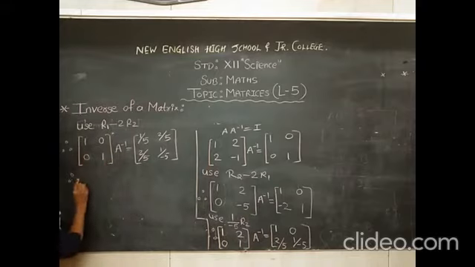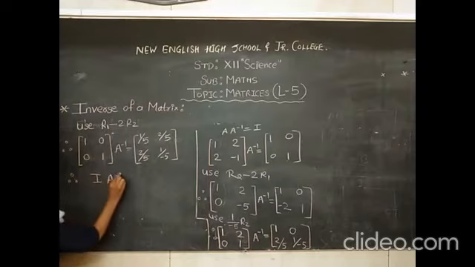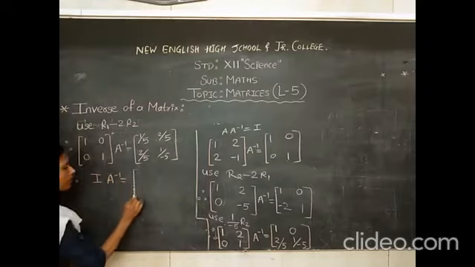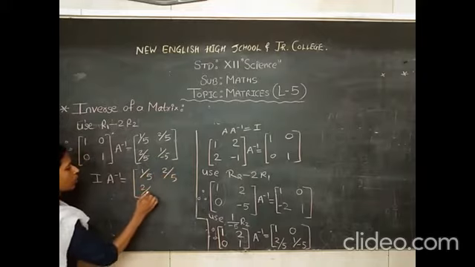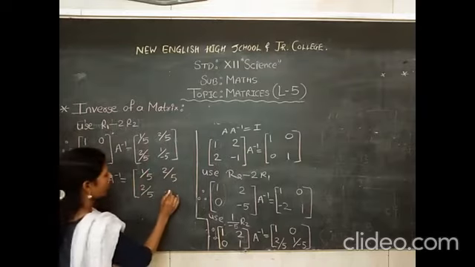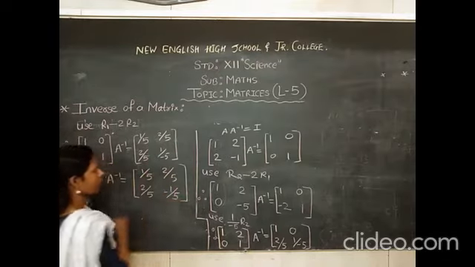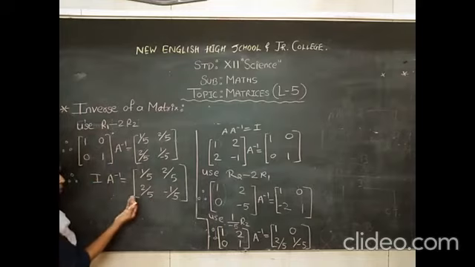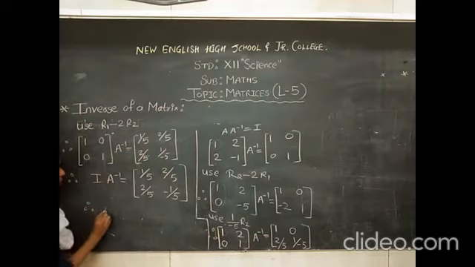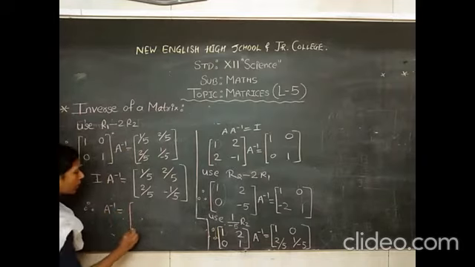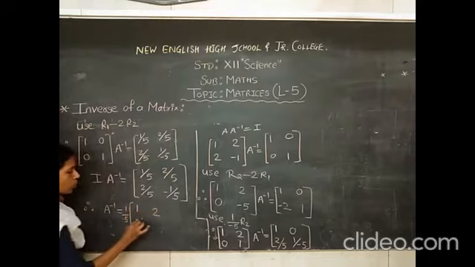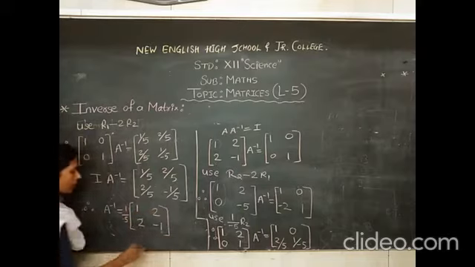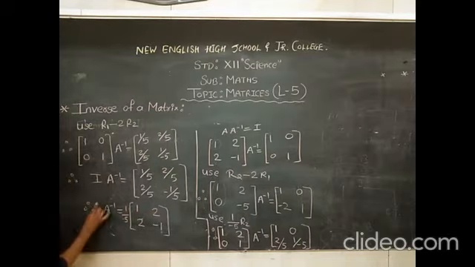I can write I into A inverse equals to this matrix 1 upon 5, 2 upon 5, here 2 upon 5, it is minus 1 upon 5. If you want, you can take out 1 upon 5 outside from this, and I into A inverse is nothing but A inverse. Thus A inverse equal to, I can write 1 upon 5, I can take out 1, 2, 2, minus 1. This is our inverse matrix. Okay?